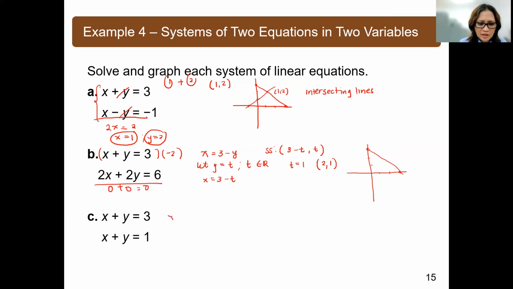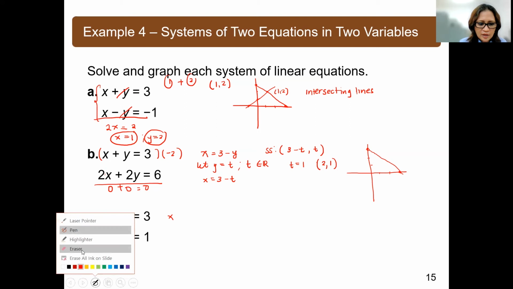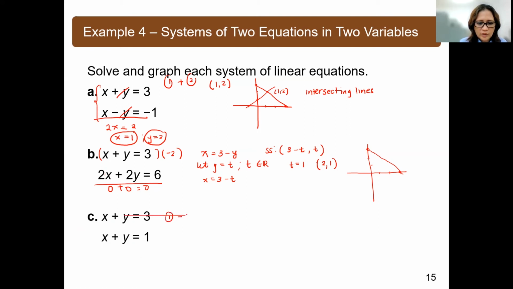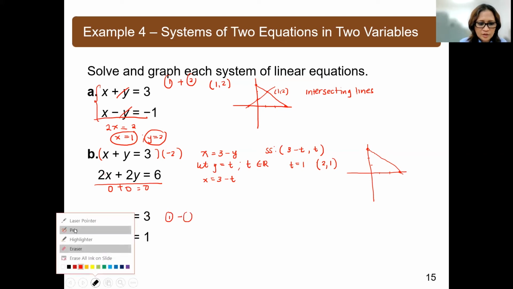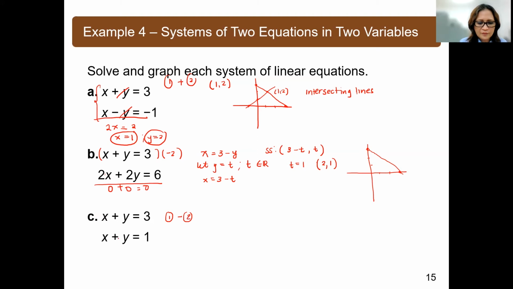Now, in example C, we will have x plus y equals 3, and x plus y equals 1. Say we subtract the two equations, equation 1 minus equation 2. What will happen? x minus x is 0, y minus y is 0, 3 minus 1 is 2. But 0 is not equal to 2. It's a false statement, and hence the system has no solution.